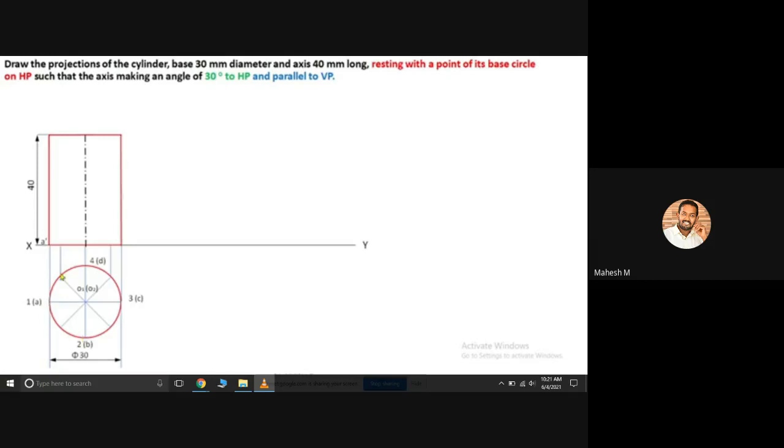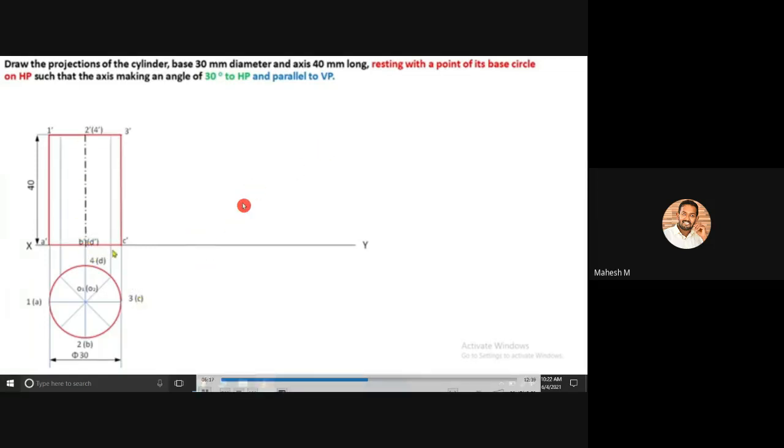So next condition is that we should follow this condition: resting with a point of its base circle on HP. So any one point, whether this point or else this point, should touch the reference line. And also with that, please read out this condition such that the axis making an angle of 30° to HP. So this axis line should make an angle of 30 degree. So you can create this axis with an angle of 30 degree like this.